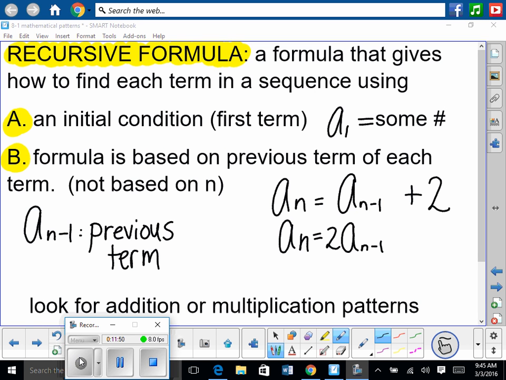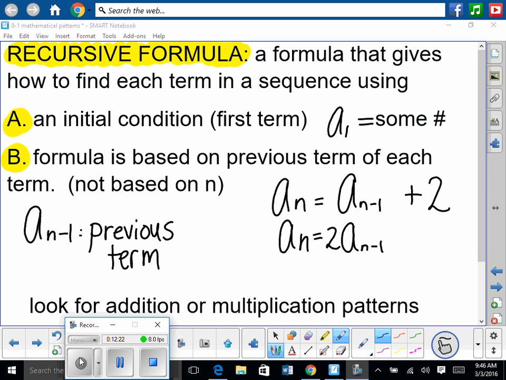And this time we're going to be using, first with the recursive formula, you do have to have an initial condition, which just means you have to specify what your first term is. Okay? And you'll see what I mean in a second, because we'll be given that. So we'll just specify our first term, and then this time the formula is now based on the previous term of each term. So it's not going to be based on n, but instead you're going to write a formula based on the previous term from each term.